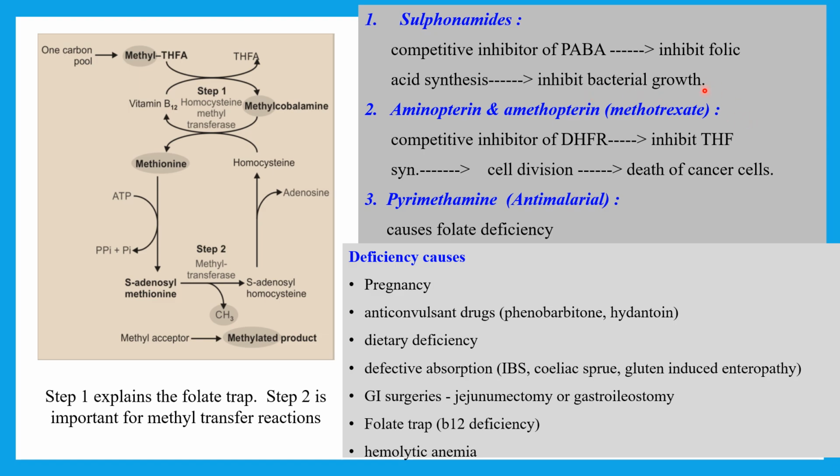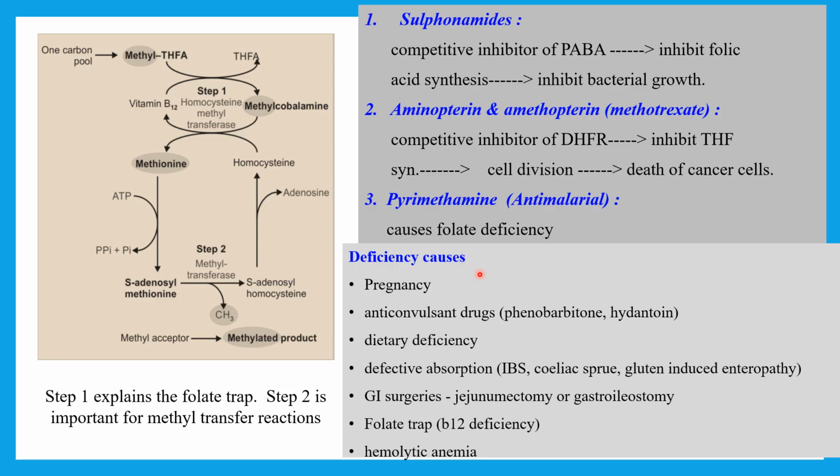So next are aminopterin and methotrexate. Methotrexate is an anti-cancer drug, a competitive inhibitor of dihydrofolate reductase, which also inhibits the formation of tetrahydrofolate. Then it inhibits cell division, leading to the death of cancer cells. This is the mechanism of how aminopterin and methotrexate work on the cancer cell. Then pyrimethamine, an anti-malarial drug, leads to severe folate deficiency.